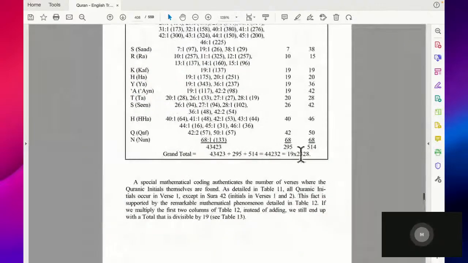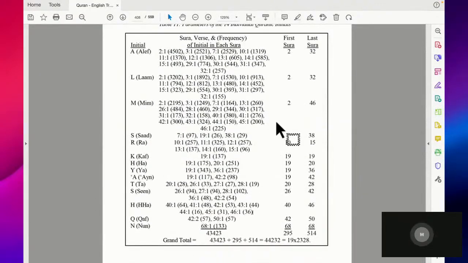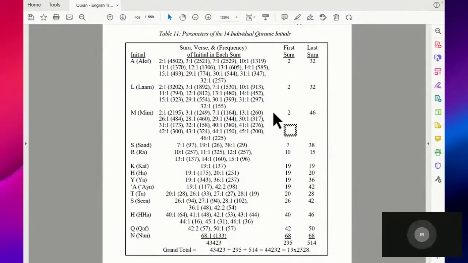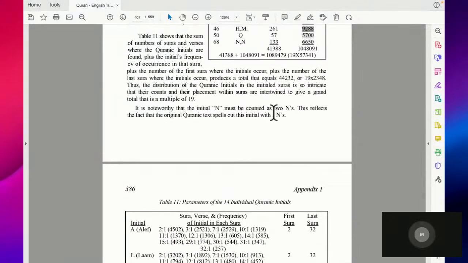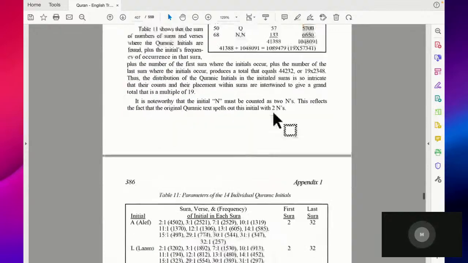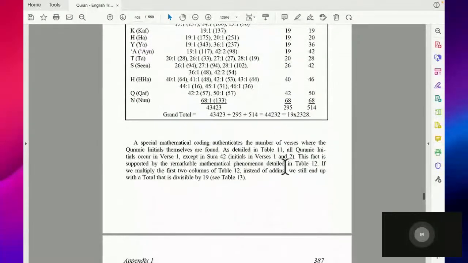So you can see how all these initials and these initial surahs are connected with one another. We are doing lots of different calculations about these 29 surahs, and they still end up a multiple of 19. This is the beauty and the intricacy of the mathematical miracle of the Quran. So this was the description of Table 11. God willing, we will move on to the next tables, Tables 12 and 13.